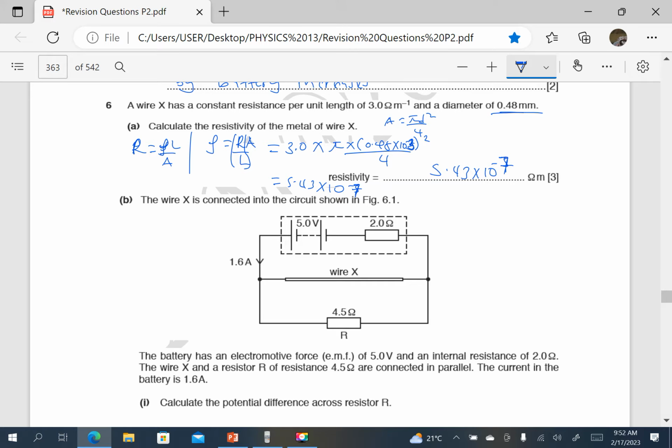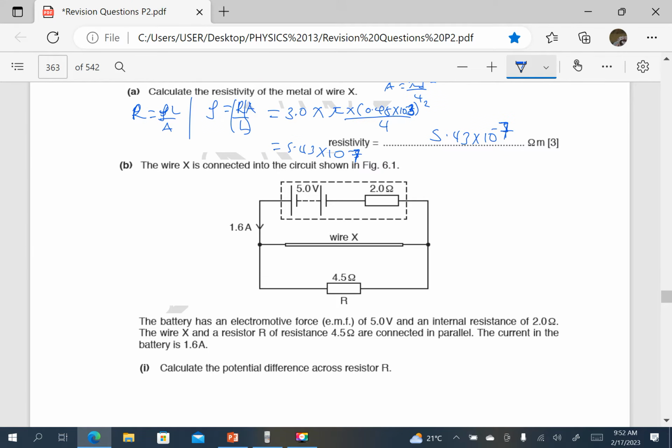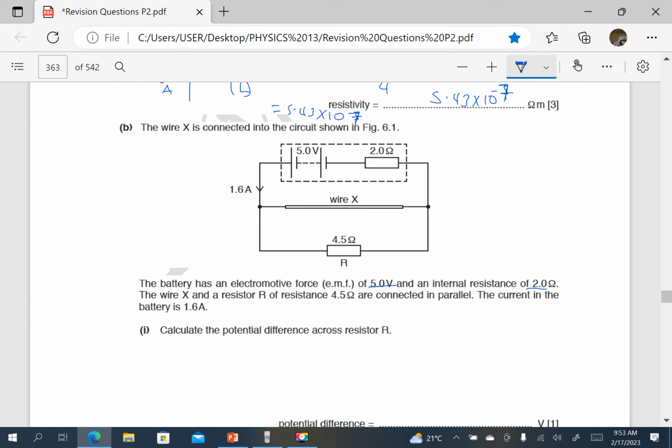The wire X is connected into the circuit as shown in that figure. The battery has an electromotive force of 5 volts and an internal resistance of 2.0 ohms. The wire X and a resistor R of resistance 4.5 are connected in parallel. The current in the battery is 1.6 amperes. Calculate the potential difference across R. So we want the PD across R. They have given us the current through the battery as 1.6.